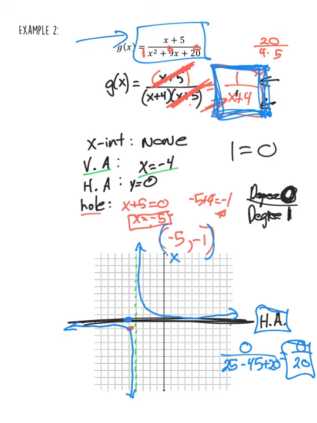Let me try to erase it here. Okay, that's why we have a hole in the graph. It doesn't exist at -5, -1, because if we put -5 into this function, we would get 0, which can't happen. We have that as our asymptote, so that shouldn't be happening. All right, that's why there's a hole there.